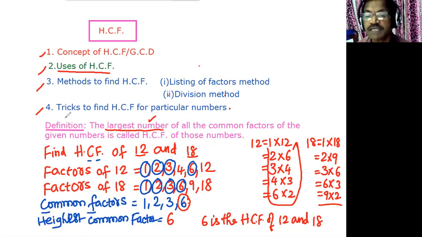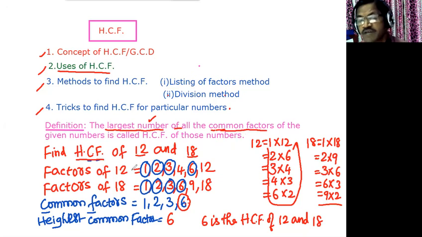Then let us understand the definition of the HCF. H stands for highest, C stands for common, F stands for factor. So the largest of all the common factors of the given numbers is called the HCF, highest common factor, of those numbers. Here, let us take an example and understand the concept. Find HCF of 12 and 18.